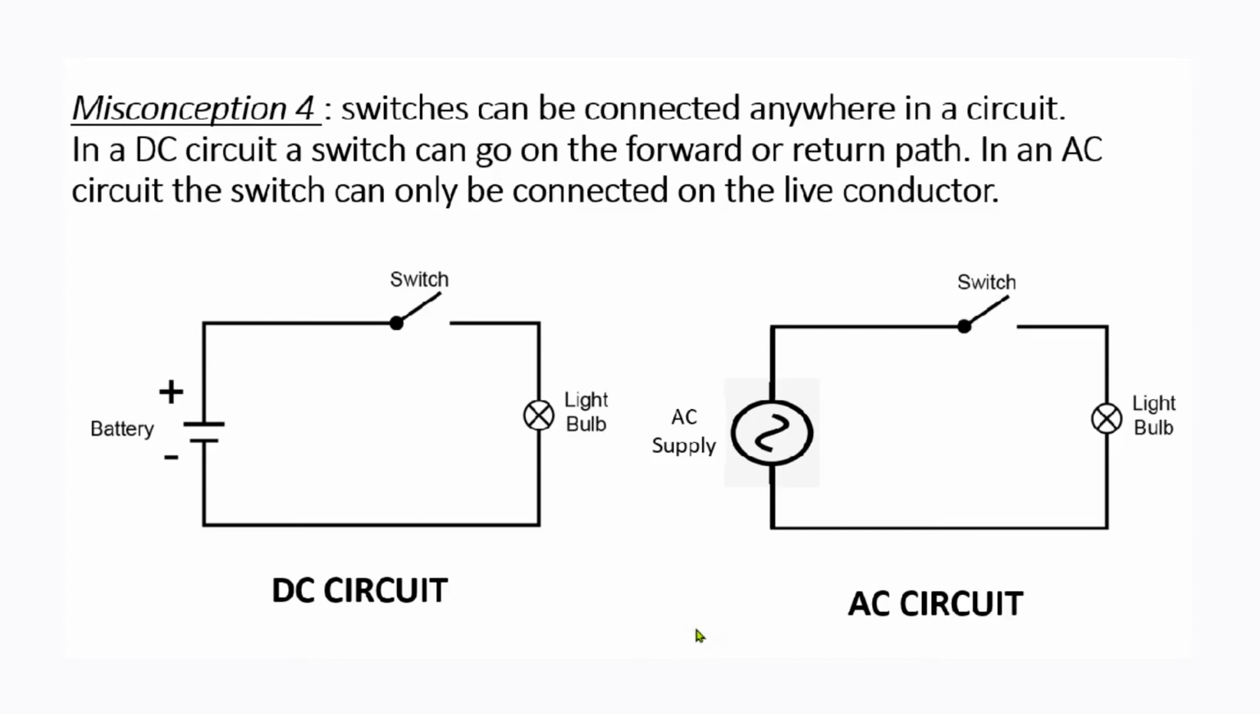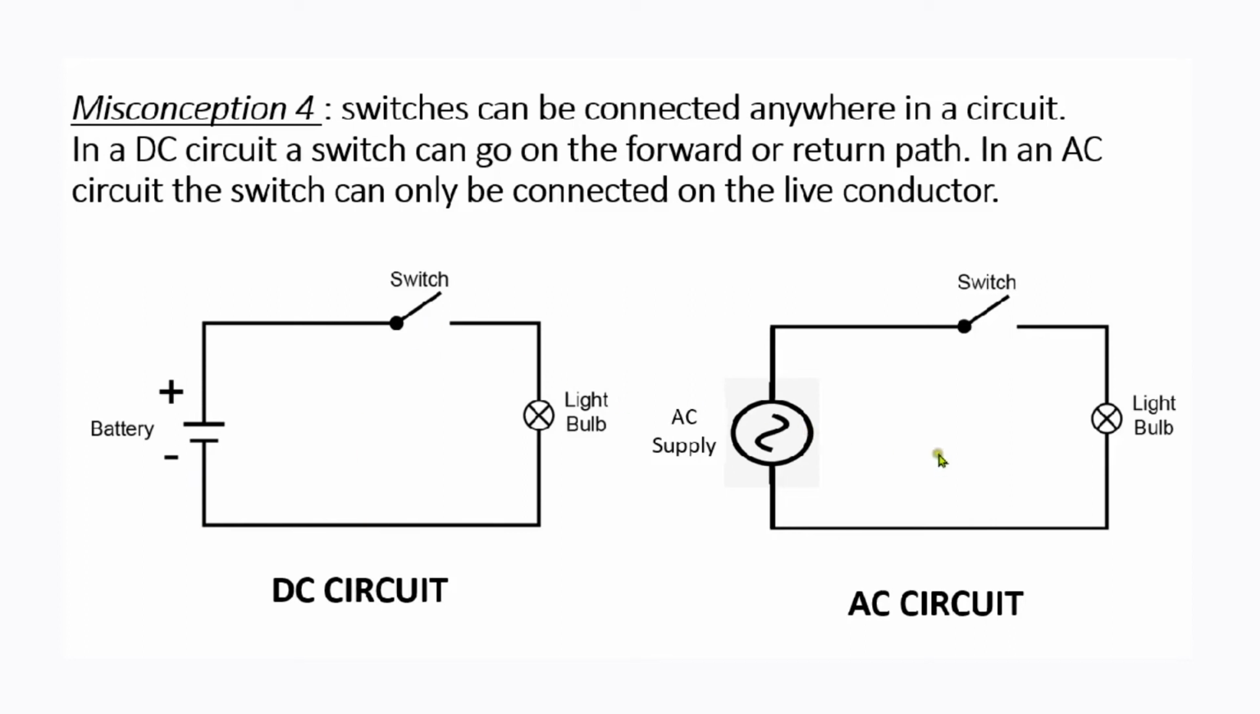Misconception number 4. Switches can be connected anywhere in a circuit. That's a misconception. You can't put a switch anywhere. However, in a DC circuit, a switch can go on the forward or return path. In this drawing, you'll see this is a DC circuit as indicated by the battery. If I put the switch on this part of the circuit, or if I brought the switch to this part of the circuit, it doesn't matter.